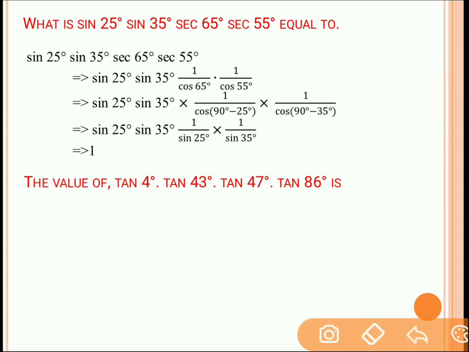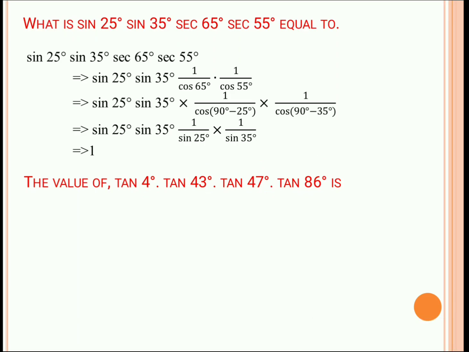Find the value of tan 4 degree into tan 43 degree into tan 47 degree into tan 86 degree. Now if you see the angles here, none of these angles are standard angles, that is 0, 30, 45, 60 and 90. Now we need to check the complementary angles. 4 and 86 are complementary angles, and for 43 and 47, the addition of those two angles is 90 degrees, so they are also complementary angles.